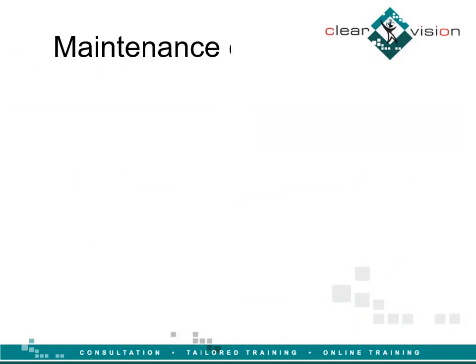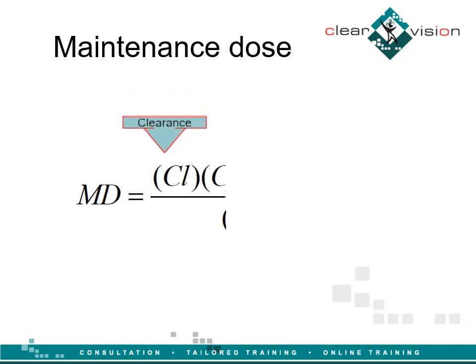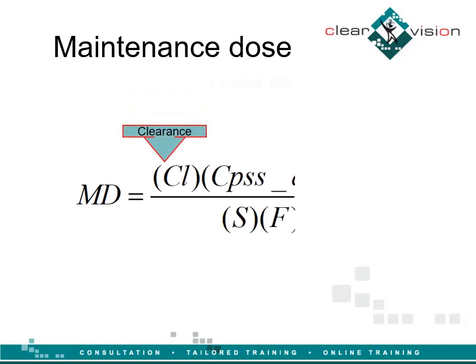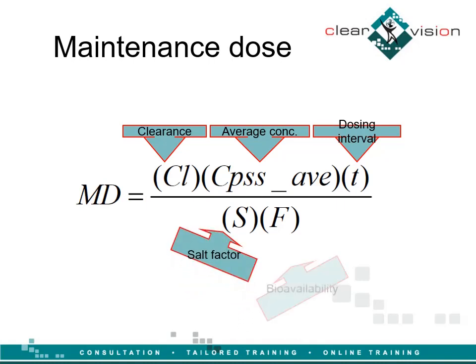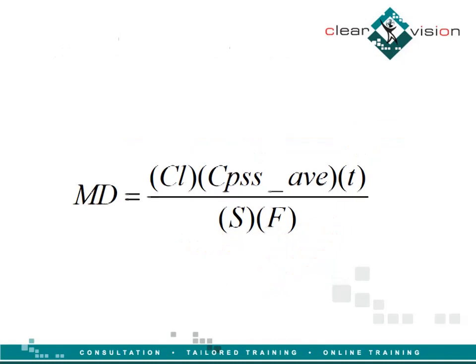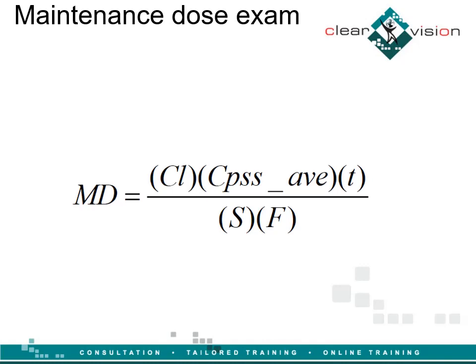Maintenance dose of digoxin can be calculated using this equation, which is equal to clearance of digoxin multiplied by average digoxin concentration required multiplied by tau, which is the dosing interval, divided by S, which is the salt factor, multiplied by F, which is the bioavailability. Let's take an example to calculate maintenance dose.